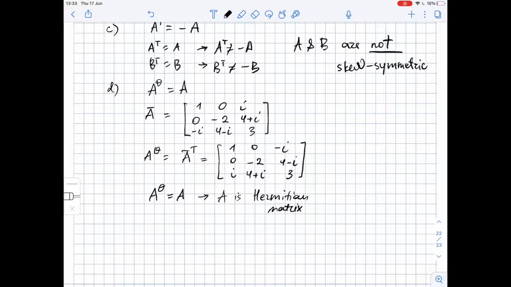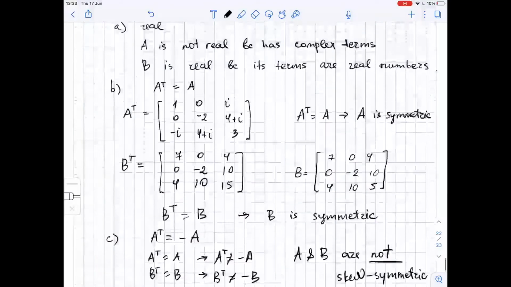Well, now let's check the same for matrix B. Since A is a Hermitian matrix, it's not a skew-Hermitian matrix, and matrix B is not a Hermitian matrix, and it's not a skew-Hermitian matrix as well. So we have solved our problem.